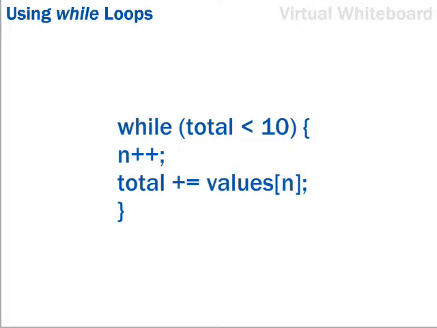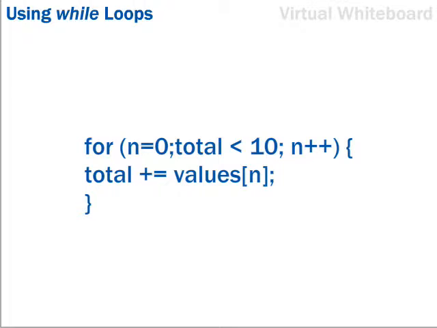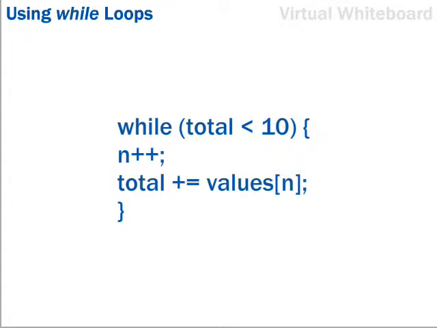This loop uses a counter, n, to iterate through the values array. Rather than stopping at a certain count, however, it stops when the total of the values reaches 10. You may have figured out that you could have done the same thing with a for loop. As a matter of fact, the for loop is nothing more than a special kind of while loop that handles an initialization and an increment for you. You can generally use while for any loop.